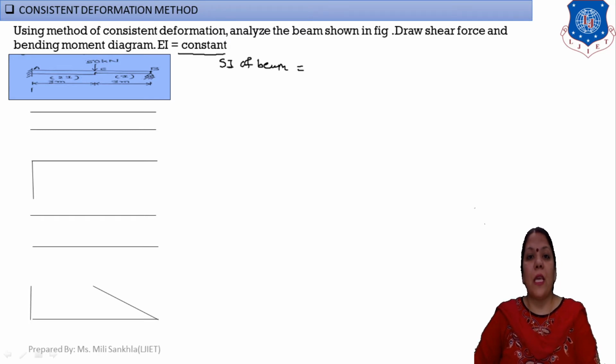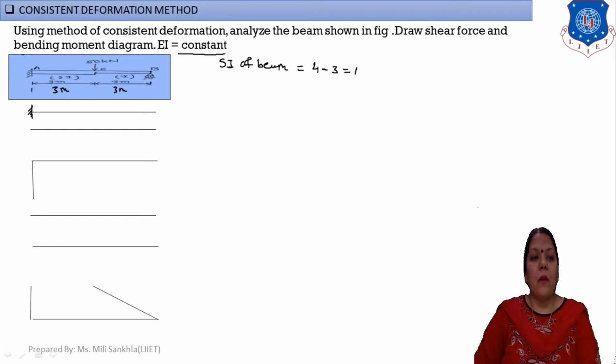Now this is point A, this one is B, and C. The distance is given as 3 meters, and this is a roller support. Fixed and roller: our support reactions are 4 minus 3, which is equal to 1. Now here this roller support has the support reaction VB. This is the extra unknown force, so we find VB.